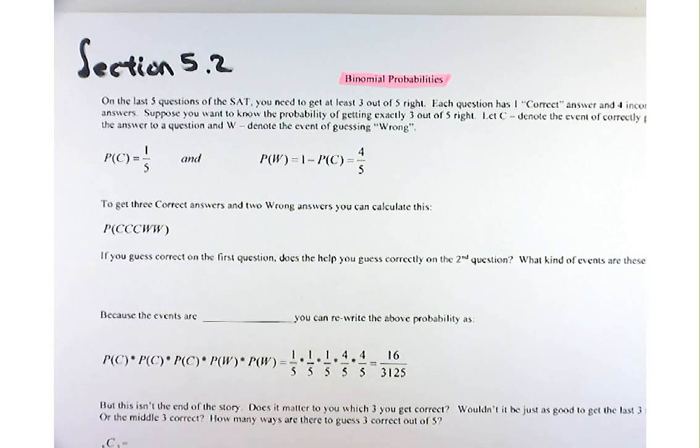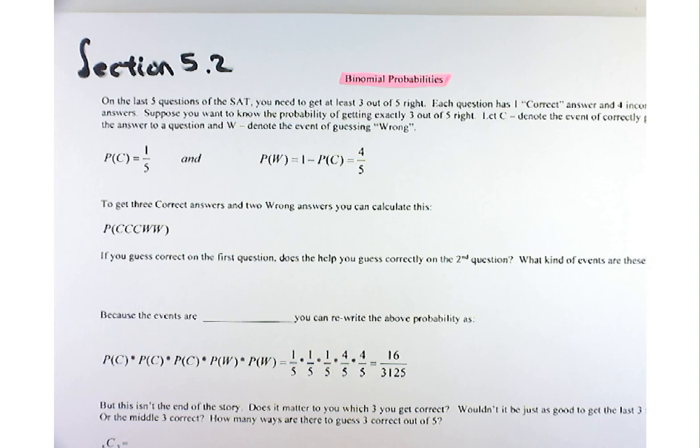Suppose you're winding down, taking the SAT, and you're down to the last 5 questions. You've been keeping a little mental tally as you go through, and you know, or at least you think, you want to get at least 3 out of the last 5 problems correct. So what's the chance of you doing that?